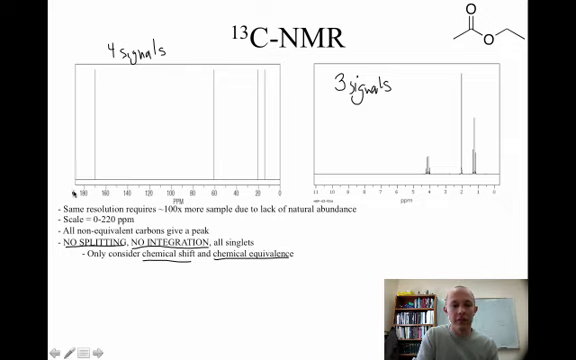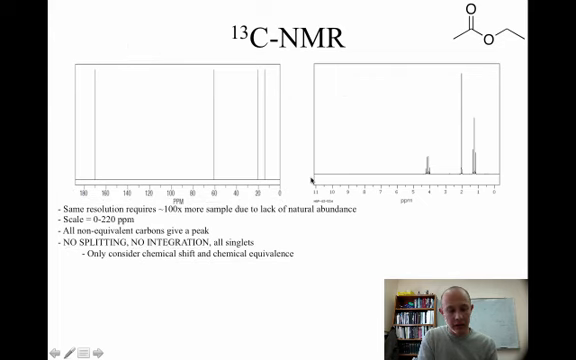Another major difference is the scale is much different. While we're still in parts per million, we go from about 0 to 200 or 220, whereas for proton NMR we're going from about 0 to 12. So those are the main differences there.